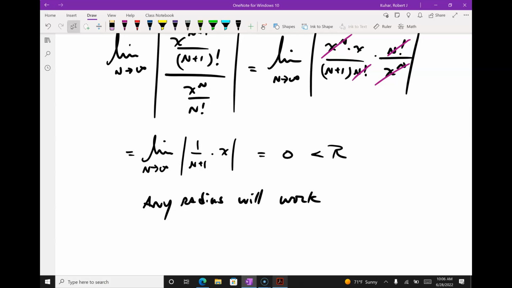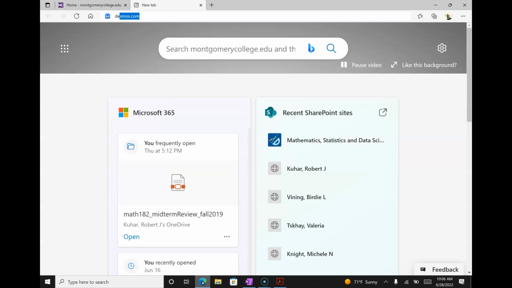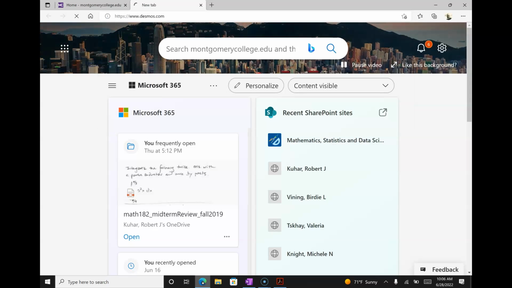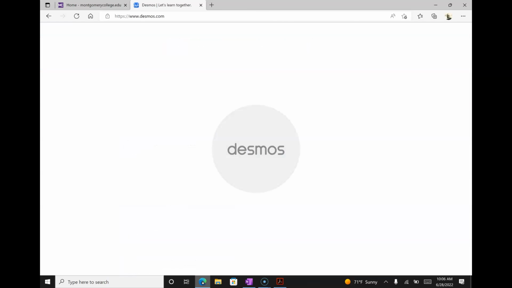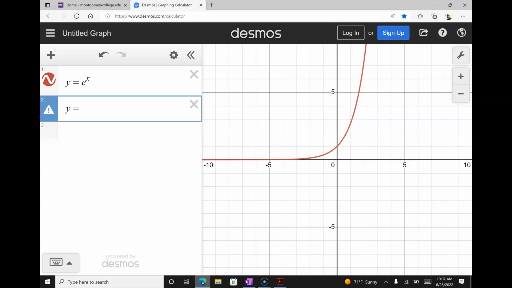So let's take a look. Oops, Desmos. And we're graphing y equals e to the x. And then we're going to put a few terms in first. I had an x first, right? Did I have x first? Yeah. Then plus x squared over 2.